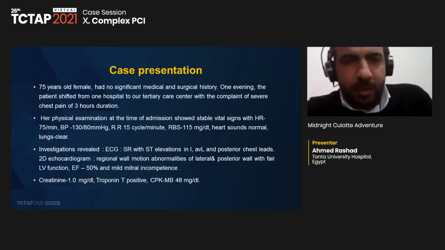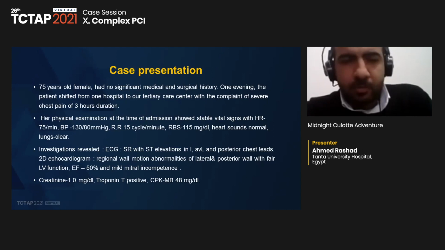A 75-year-old female with no significant medical or surgical history presented to our department with severe chest pain of 3-hour duration. Her physical examination was unremarkable and she was hemodynamically stable. Investigations revealed ECG showed ST elevation in posterior and lateral leads.